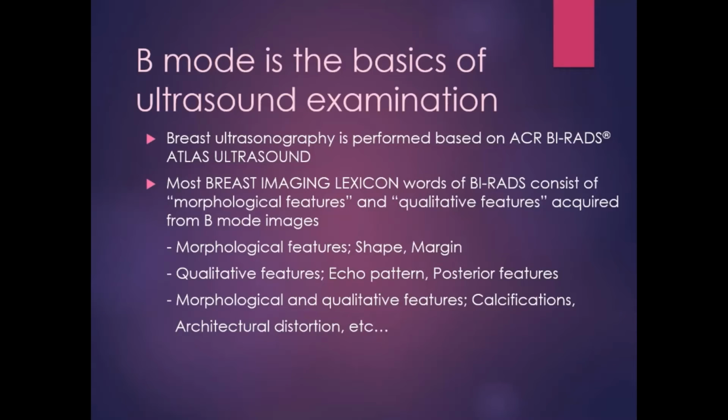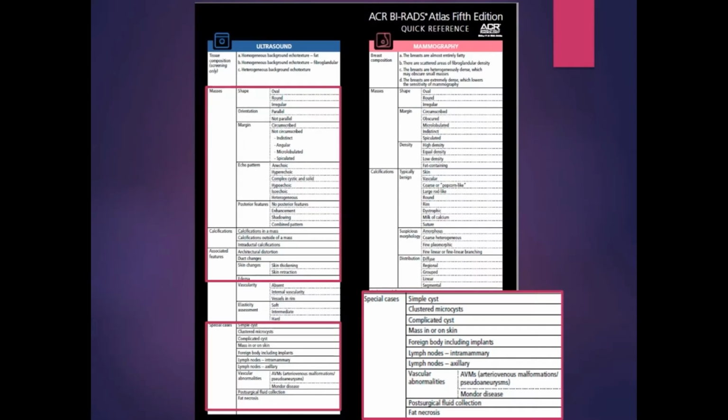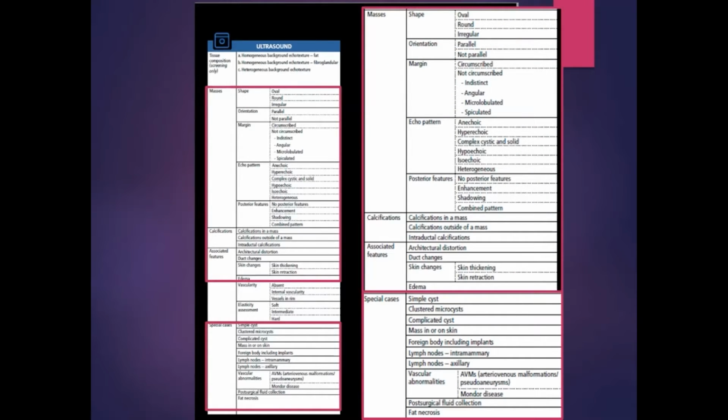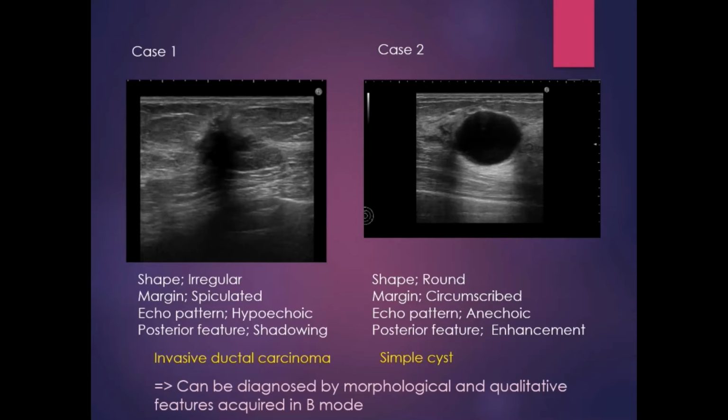In addition to such information, we use associated features like calcification and architectural distortion to assess the benign or malignancy and the type of tissue. This is the BI-RADS US quick reference. Most items of this table are the information acquired from B-mode. These cases can be diagnosed easily from morphological features and qualitative features acquired in B-mode.